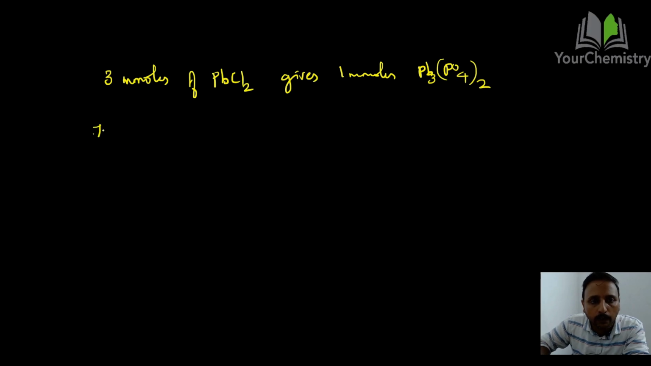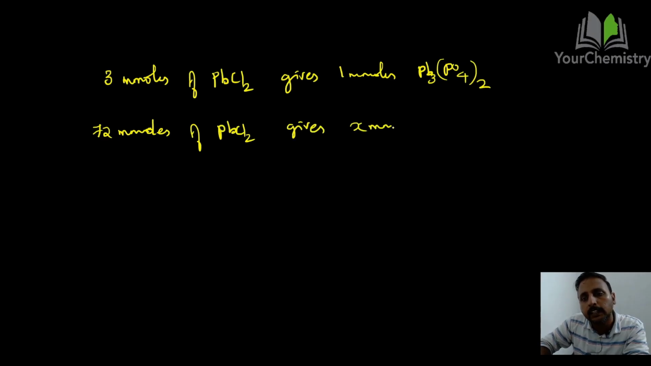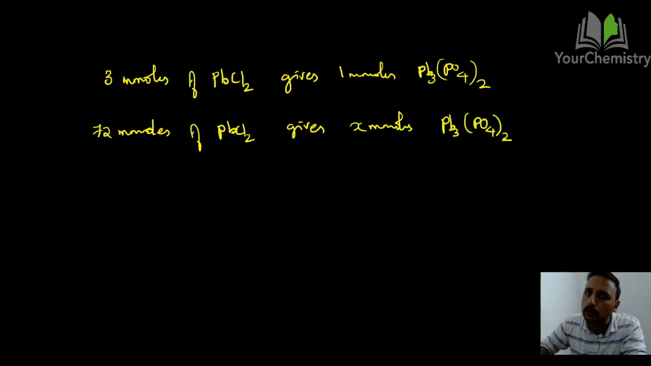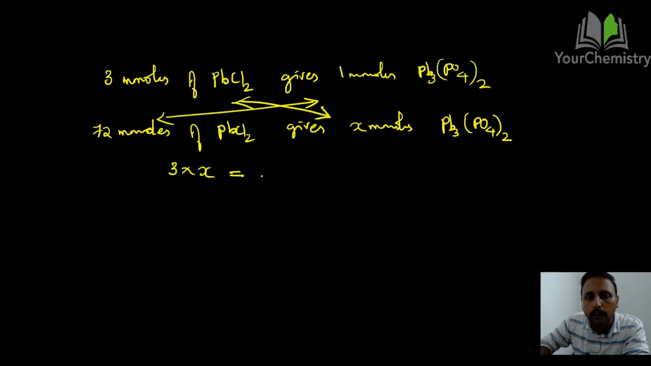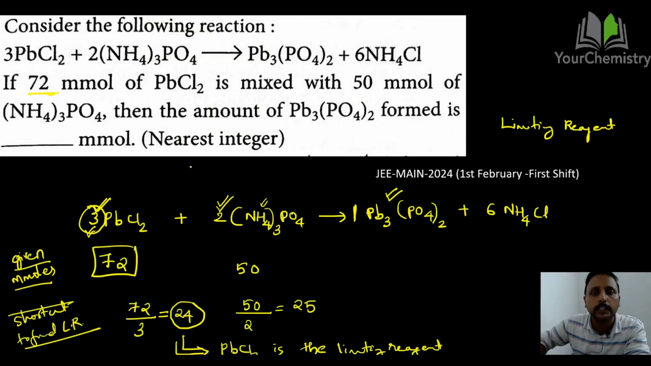So 72 millimoles of PbCl2 gives, let's take X millimoles of Pb3(PO4)2. How to solve for X? We have done so many questions, and we follow the same methodology: cross multiplying. That is 3 into X equals 1 into 72, so X is 72 by 3, which is nothing but 24 millimoles. So the answer for this question is 24 millimoles.